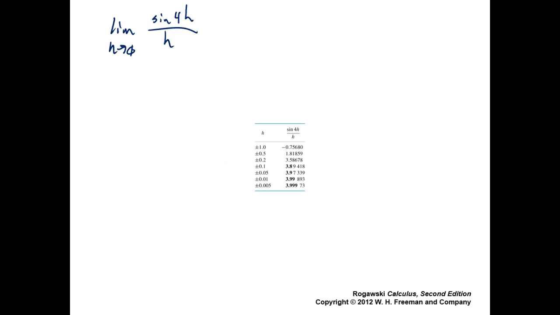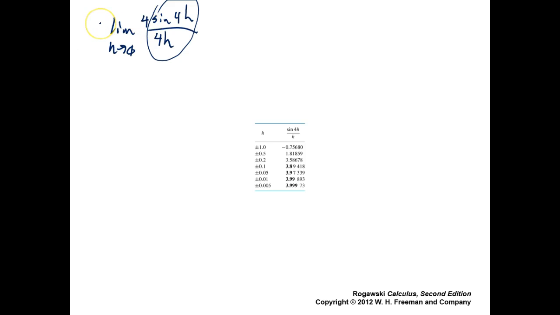We know that's 1. That is an important trigonometric limit. We know that one. You should have that one down. This isn't quite the same, however. Okay? This is sine 4h over h. Well, how to get this to look more like the previous one is multiply the numerator and the denominator by 4. Now you've got sine 4h over 4h, which we know the limit is 1.